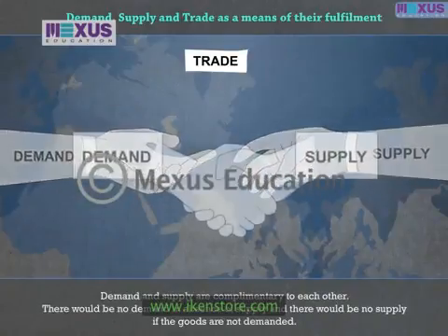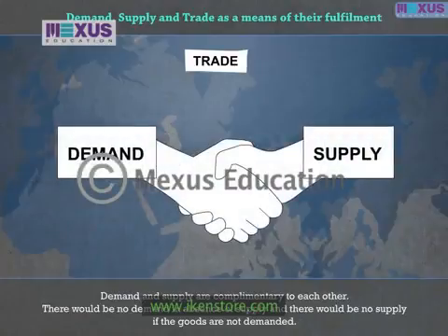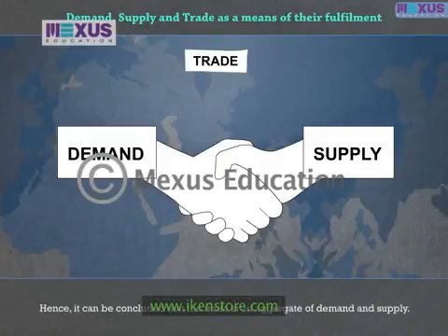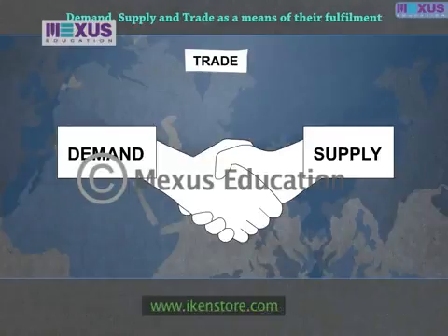Demand and supply are complementary to each other. There would be no demand in absence of supply, and there would be no supply if the goods are not demanded. Hence, it can be concluded that the trade is an aggregate of demand and supply.